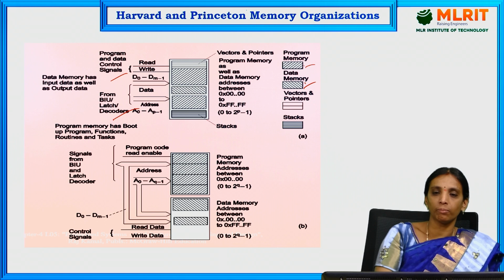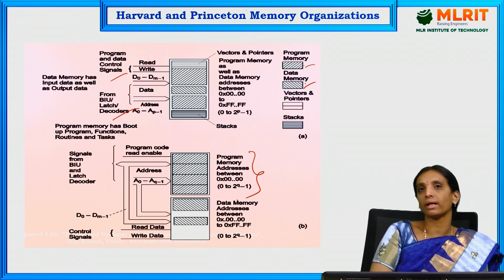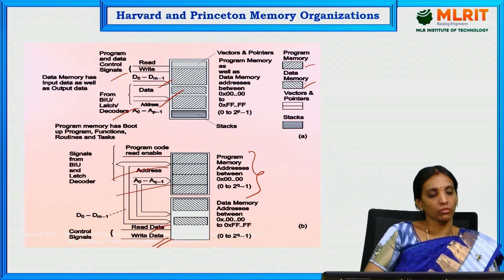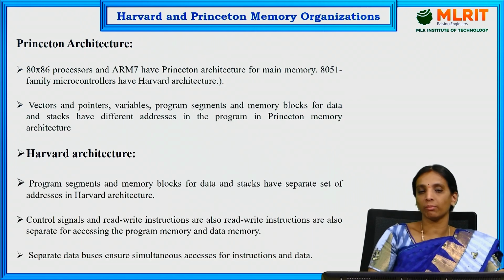So here in Princeton architecture, the same memory can be used for both data memory and program memory. Therefore, two separate buses are also available for data and address. Here, the same bus can be used for both address and data. So this is about the Harvard and Princeton memory organizations.